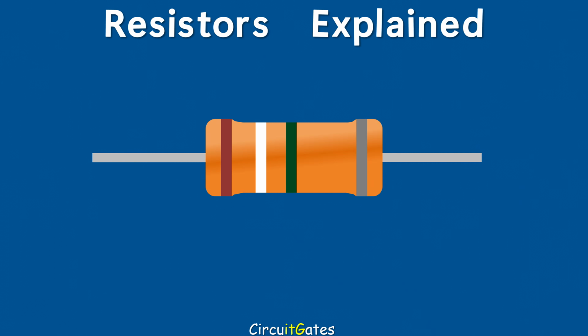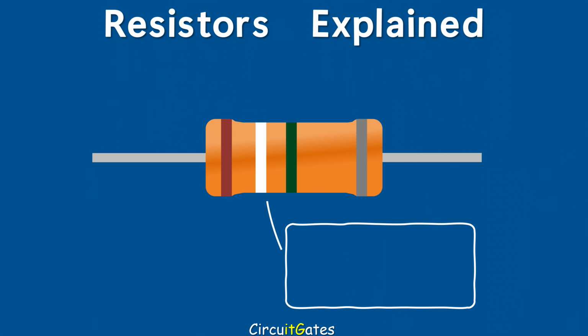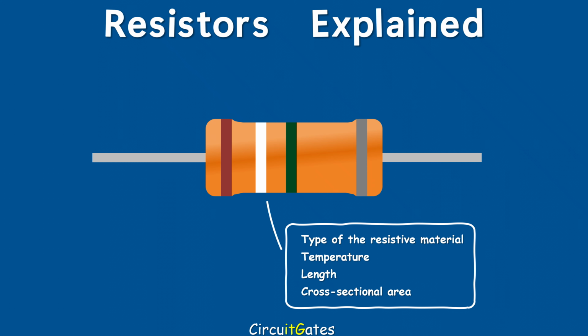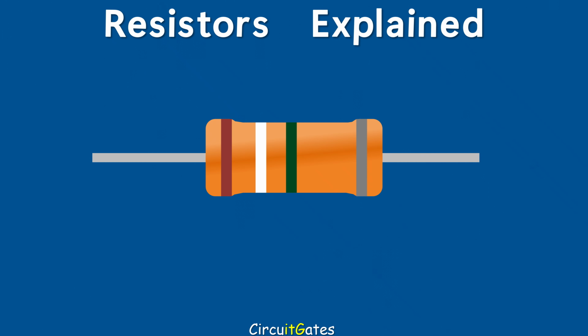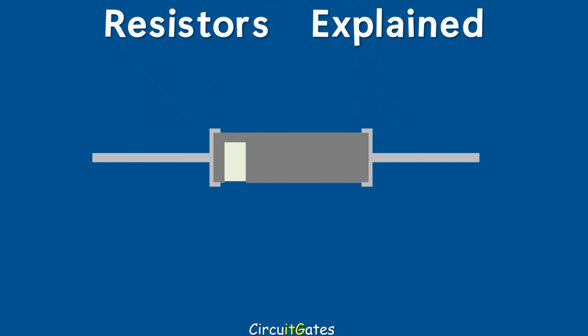The resistance value of a resistor is determined by four factors that are the type of the resistive material, temperature, length of the resistive material, and the cross-sectional area of the resistive material. We have already talked about these factors that affect the resistance of a resistor in the video What is Resistance? The length and cross-sectional area of a resistor can be fabricated in many ways, usually by making some cuttings in the resistive material so that the desired resistance value of a resistor is achieved.